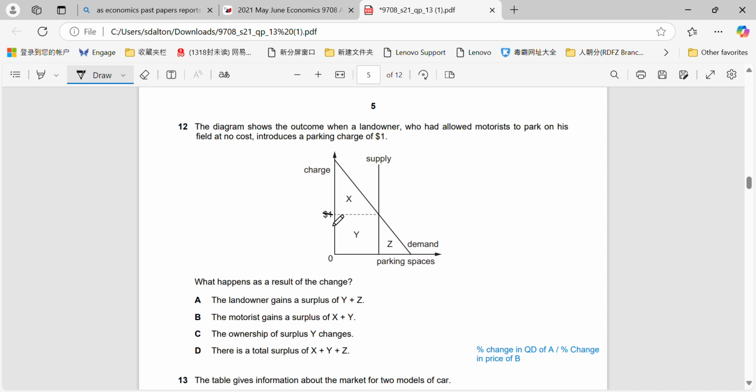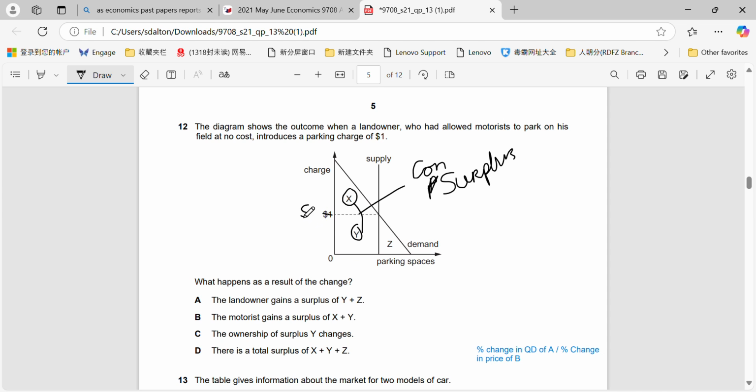So if I just take this out for a sec, before he charges a price, that means that both X and Y would have been the consumer surplus, because there can be no producer surplus when there is no price charged for the product, because there is no benefit to the consumer in that case.